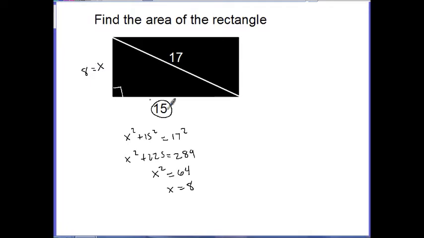So to find the overall area of the rectangle, we're going to do length times width, or base times height, whatever you want to call it is fine. But it's 8 times 15, which is going to be 120 square units. If it says feet, we'll do square feet. Inches, square inches. If there's no units labeled, we're just going to call it square units.